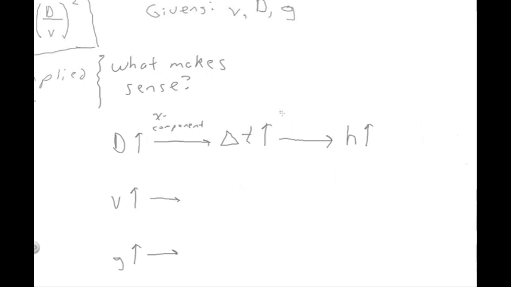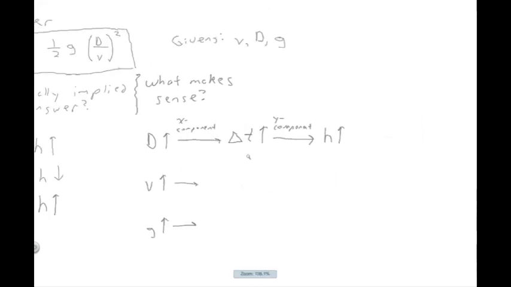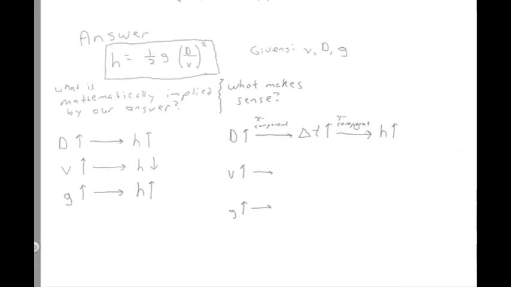And then this part of the analysis was based on the y component. If we want the package to be falling for a greater time, it has to fall from a greater vertical height. And we see that, as usual, the link between our x component and our y component is the time that elapses. And now if you notice, what makes sense also matches what was implied by our answer. So that's a confirmation that this answer was correct.